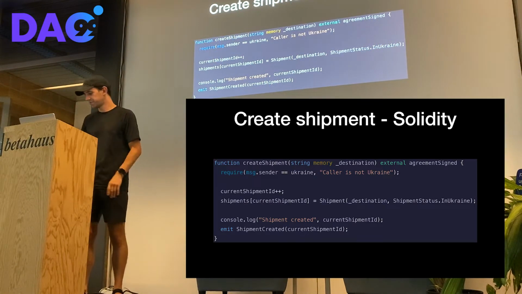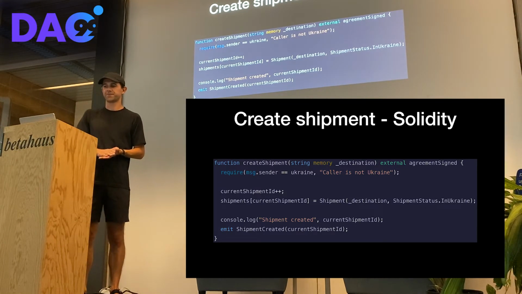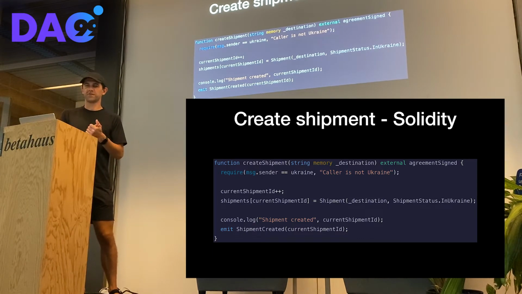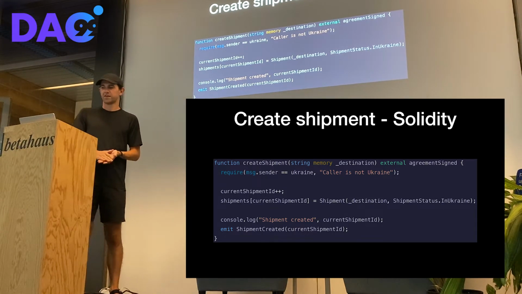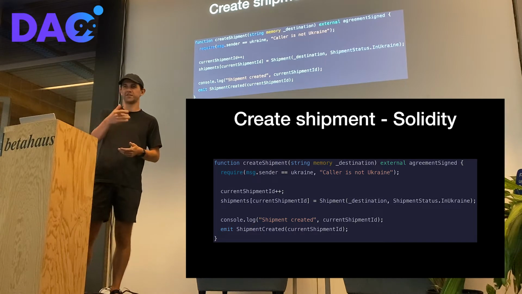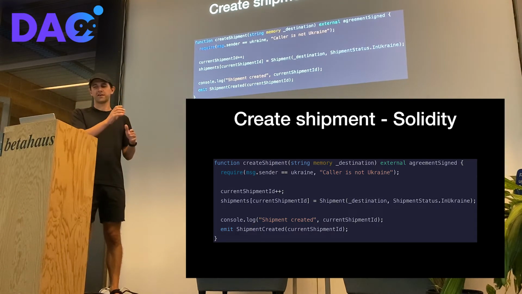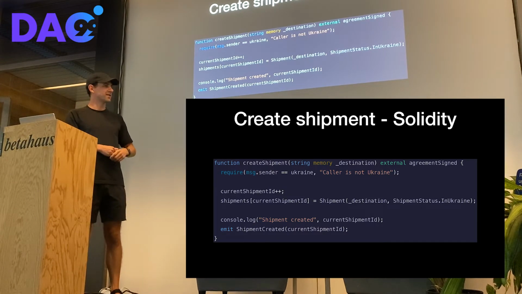So at first we need to create the shipment. Let's start with the Solidity side. When the shipment is made, we need to check that the caller's wallet address is Ukraine. Then we are creating the shipment and keeping the shipments in the mapping. So each shipment will have an identifier. We are implementing the identifier and creating the shipment.